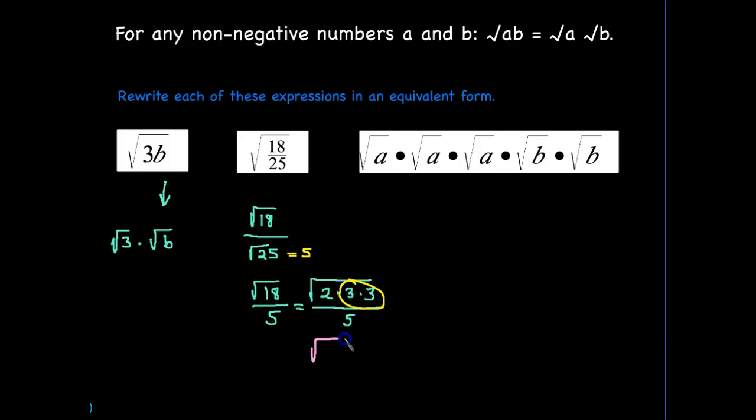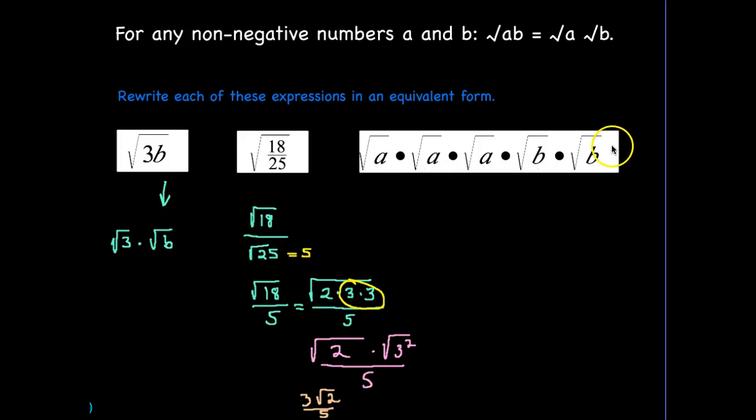Well, we can rewrite this as the square root of 2 times the square root of 3 squared, because we have 2 3's, all over 5. Now it's kind of obvious. The square root of 3 squared is just 3. So now we can pull the 3 out, and we're left with the square root of 2, all over 5. You can see how if we use the properties that we know, it can help us to simplify expressions like these. How about this last one?